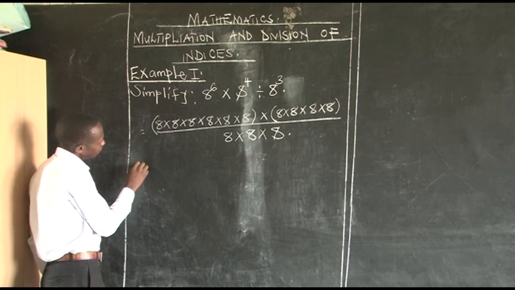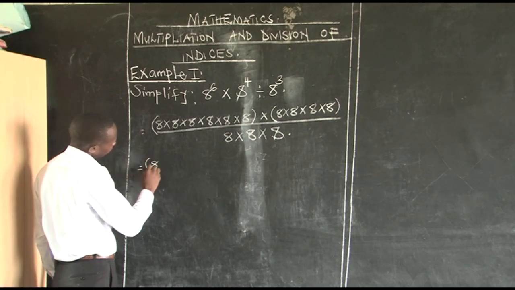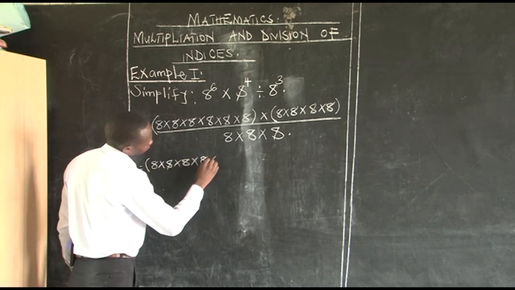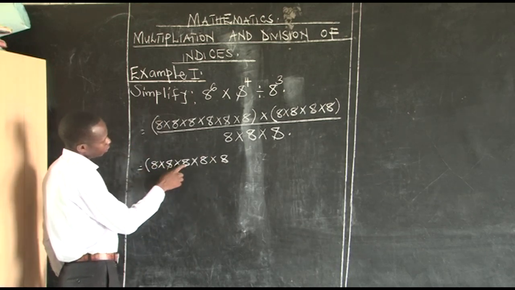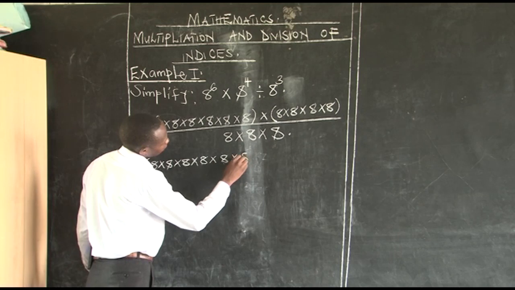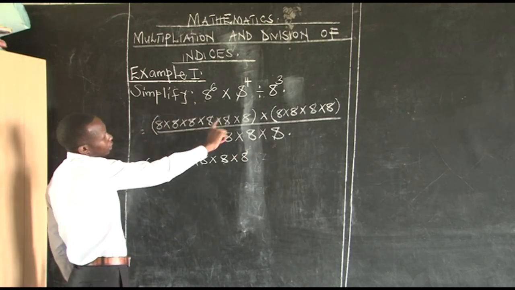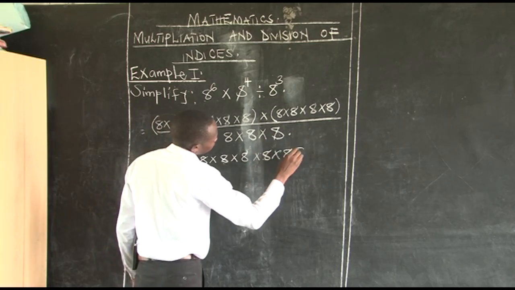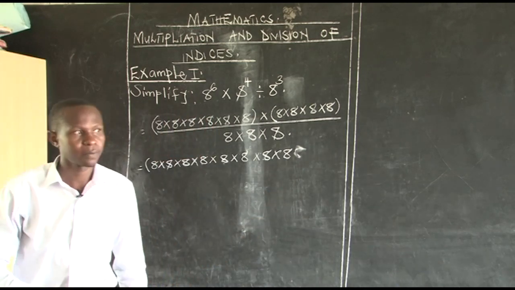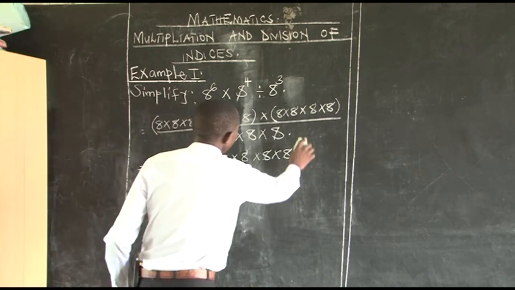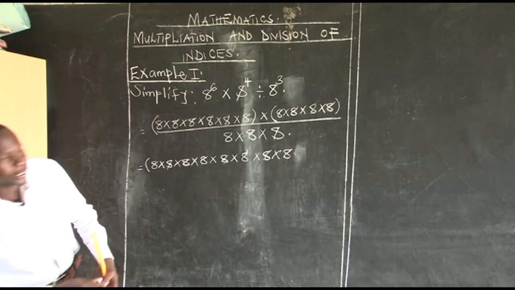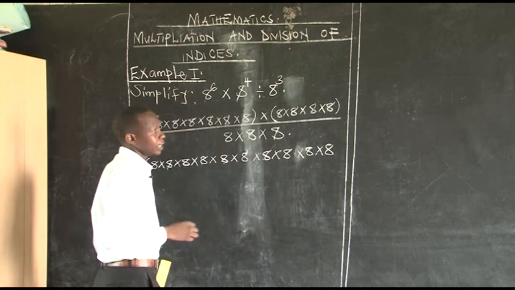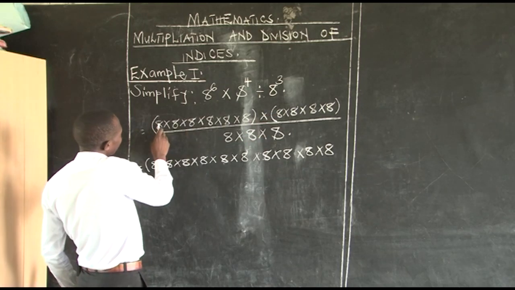Then the second step, I will say 8 times 8 times 8 times 8 times 8, 1, 2, 3, 4, 5 times 8. Those are 6 times for the first brackets. Then we continue, times 8 times 8 times 8. We shall keep multiplying everything until we summarize the whole number. So I'll say times 8 times 8. Let's see how many 8s are appearing up here.